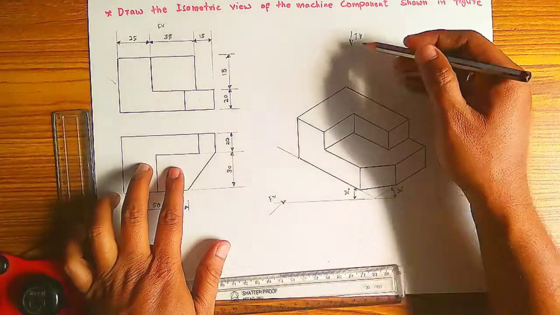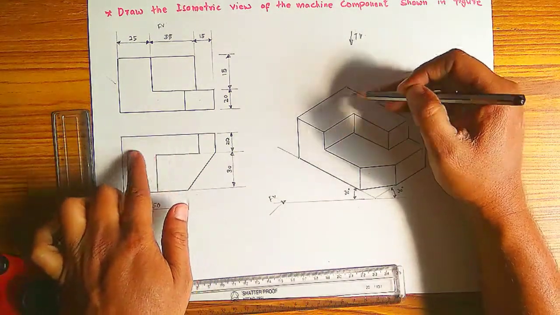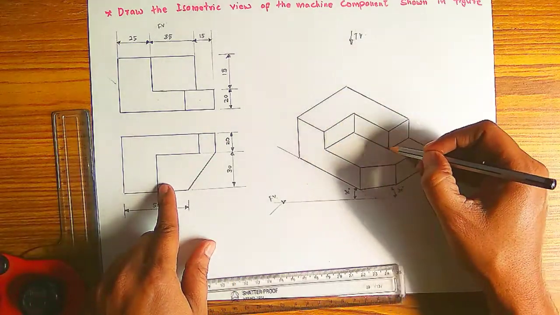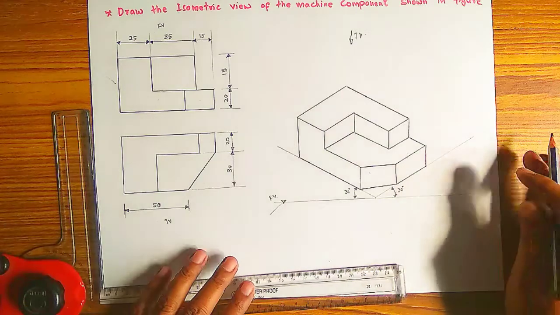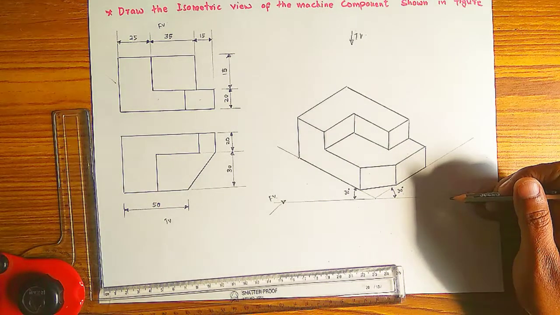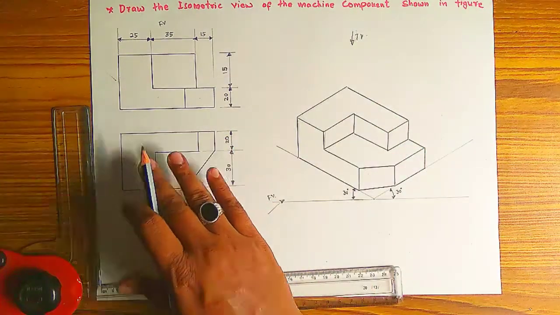Then if you see from the top, this surface is visible, and that also I have drawn. And this surface is somewhat slanted. This surface is visible from the top. That is the top view. The side view is not given, so you don't do that. And this is the isometric view of this machine component.